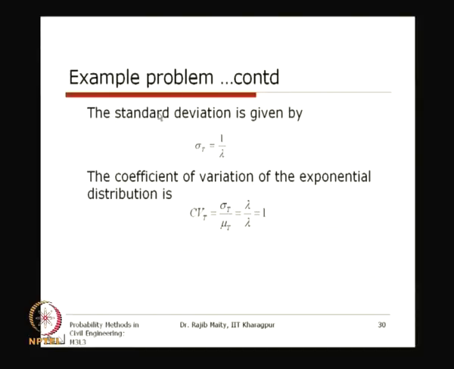Now, the standard deviation, again we know, should be the positive square root of the variance. So, the standard deviation is again equal to 1 by lambda. The magnitudes of the mean and the standard deviation are the same, which is 1 by lambda. So, the coefficient of variation of the exponential distribution is equal to sigma t by mu t, we know that. So, this is 1 by lambda divided by 1 by lambda, which is equal to 1. So, coefficient of variation is equal to 1.